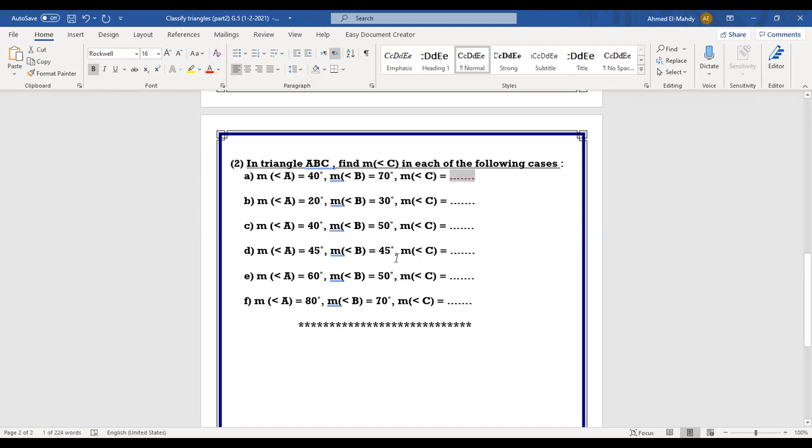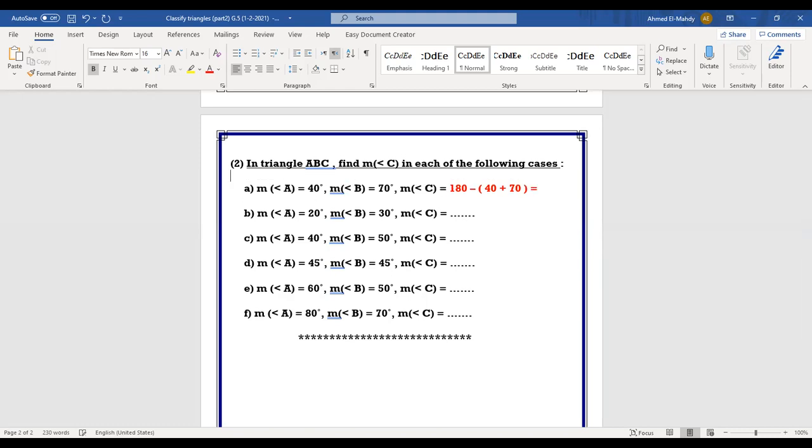180 minus 70 plus 40. Okay, 70 plus 40 or 40 plus 70. Add firstly. 40 plus 70 equals 110. Good. The sum of 40 and 70 is 110. Subtract now, 180 minus 110 equals 70. 70 degrees. Thank you Aysel.